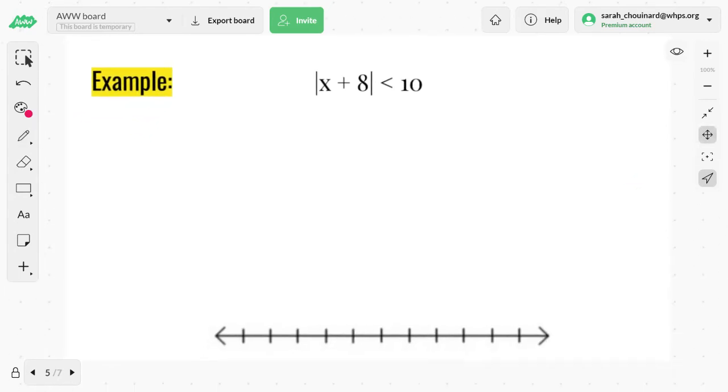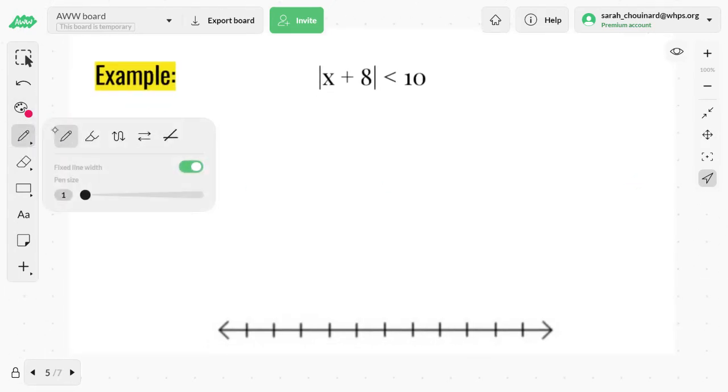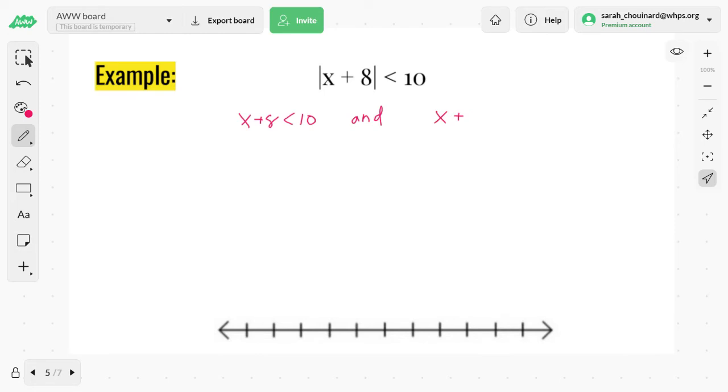All right, for the next one, we ask ourselves, is the absolute value isolated? And it is. It's on one side of the inequality symbol. So I'm going to jump right into solving by putting "and" in between the two inequalities because it's less than. So I make my two inequalities. The first one is exactly the same. X plus 8 is less than 10. The second inequality, I'm going to change the symbol, change the sign, so it becomes greater than -10.